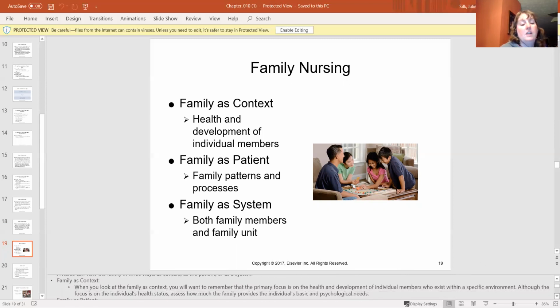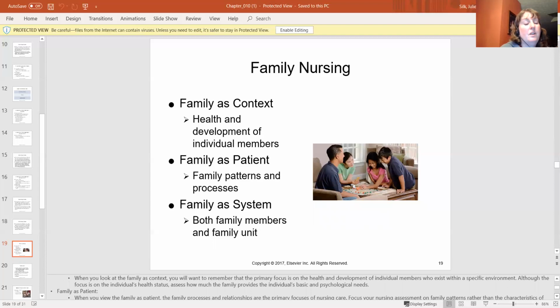If you're looking at family as context, you will want to remember that the primary focus is on the health and development of individual members who exist within a specific environment. Although the focus is on the individual's health status, assess how much the family provides that individual's basic and psychological needs.